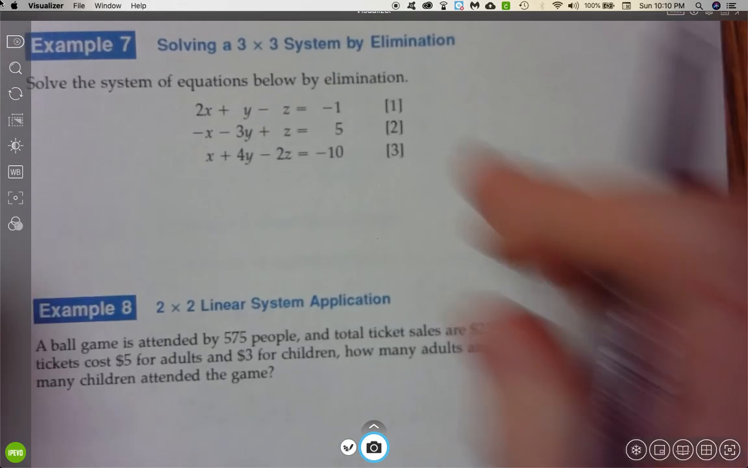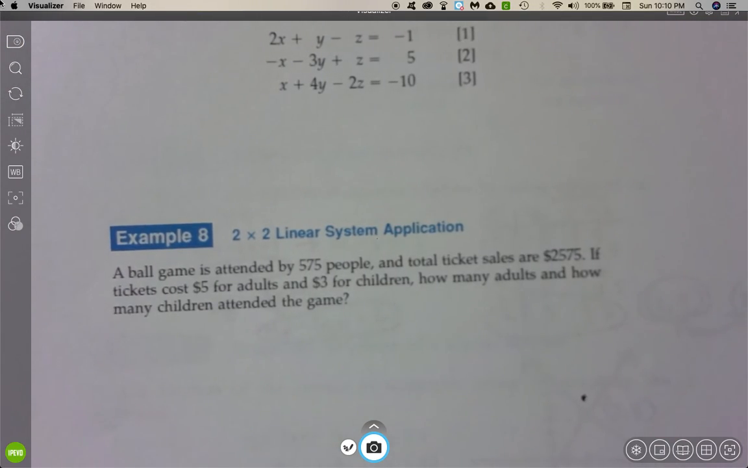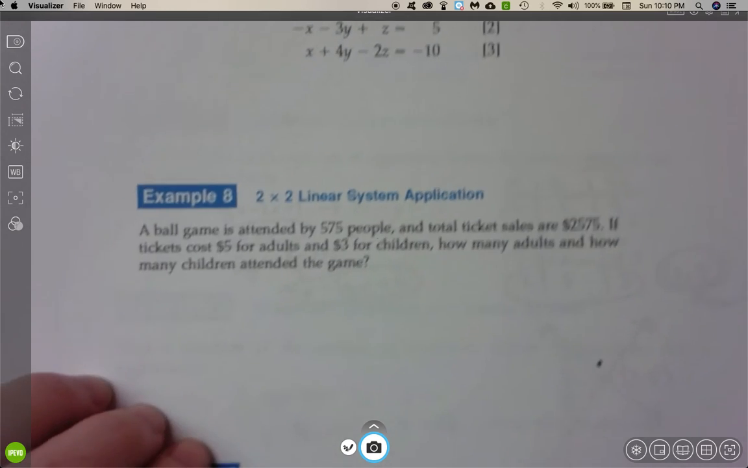Okay, so in the next video, we'll do these 3 problems, which take a little bit longer, and then we'll be scooting right along.